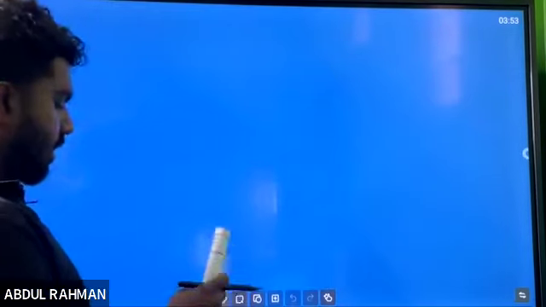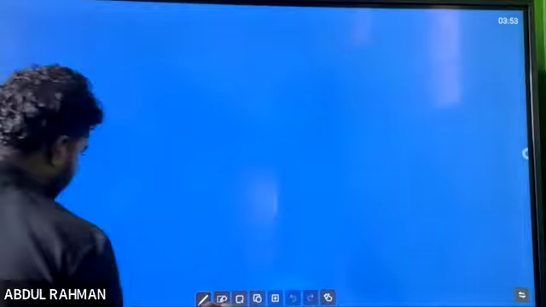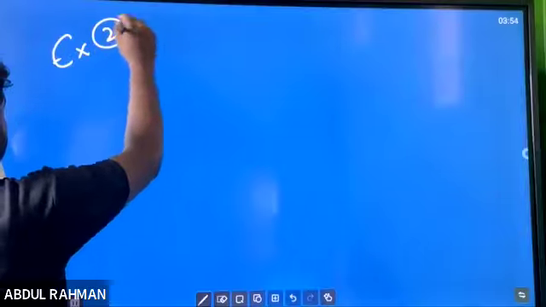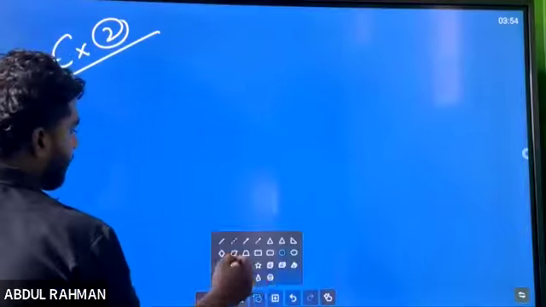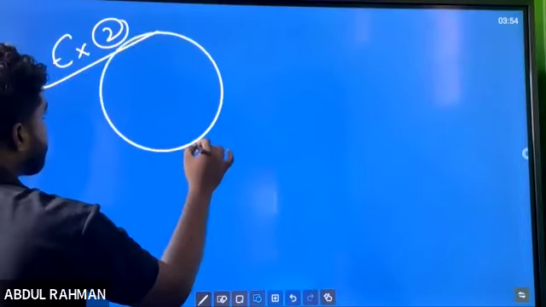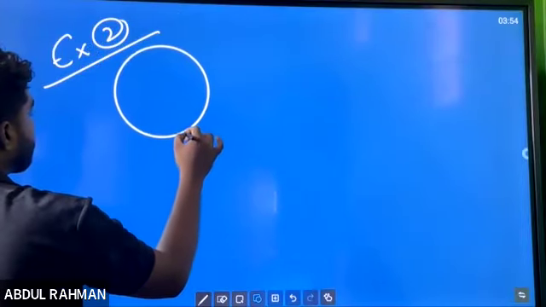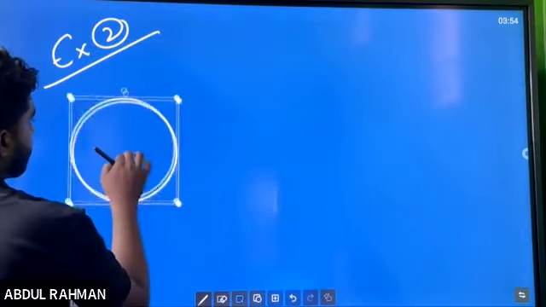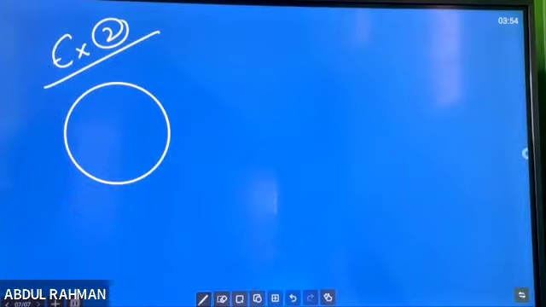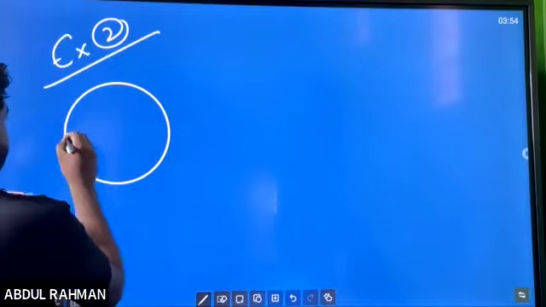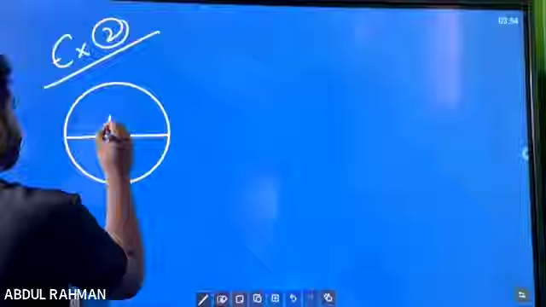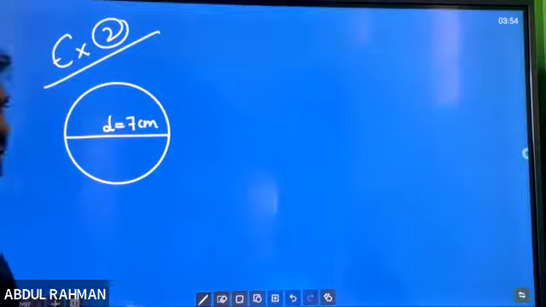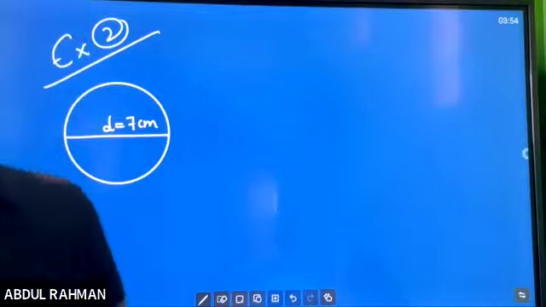Coming to the next one. Now they are asking you to find out example number 2. They are asking you to find the circumference of a circle where they have not given the radius, but they have given the diameter of the circle, which is 7 centimeters.